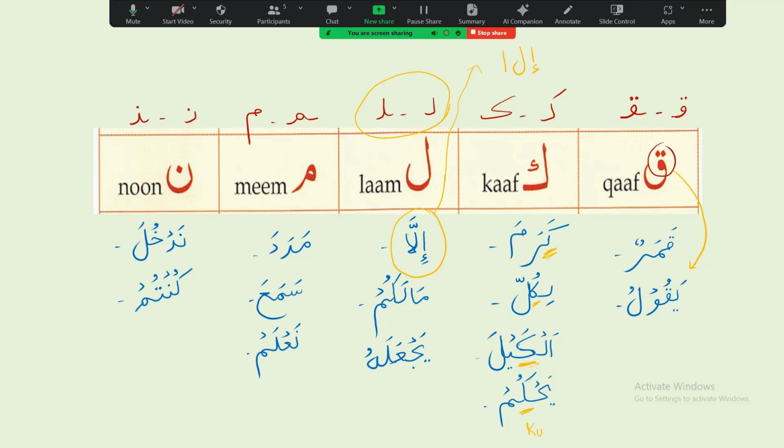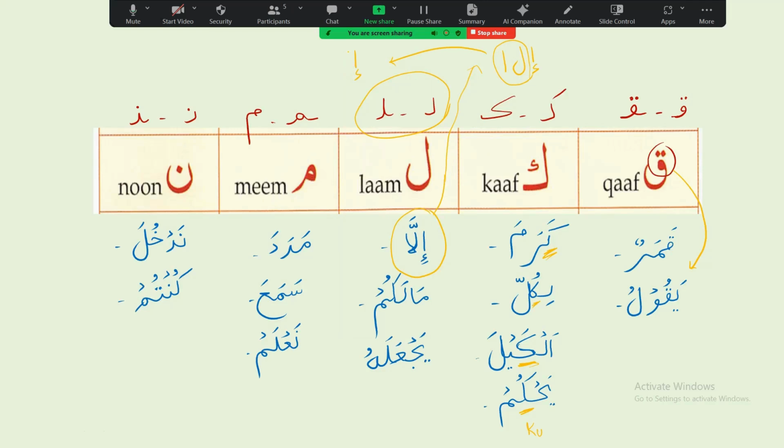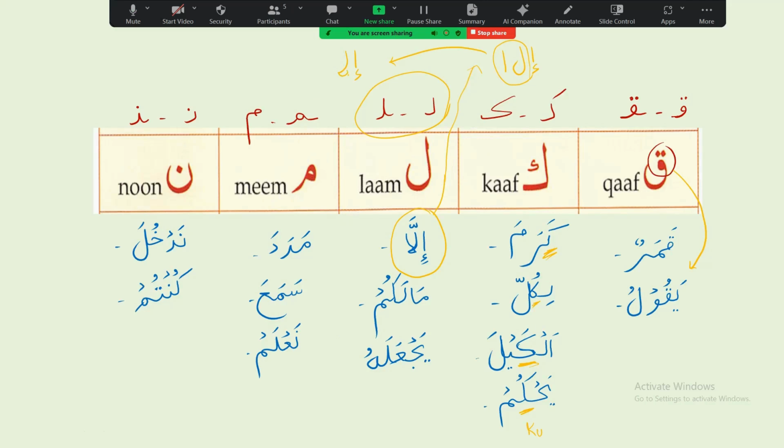What we have done, sisters, is that we have joined these two alphabets together, and we have written it like this. Lam is joined with Alif. This can become a little tricky, right? Lam is like this, and then we attach Alif like this. So this is the shape of this word, which has three alphabets: Hamza at the start, then Lam, and then Alif.